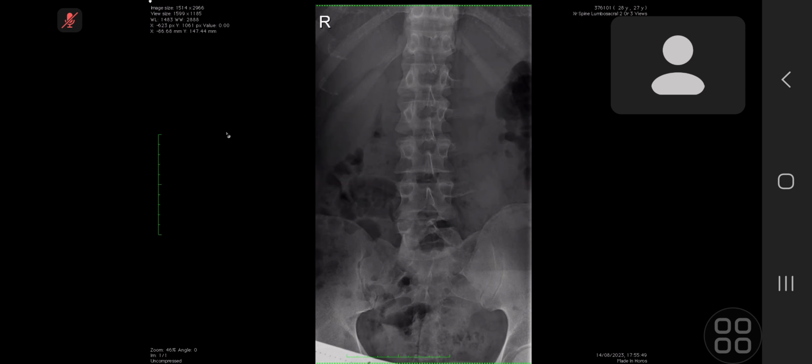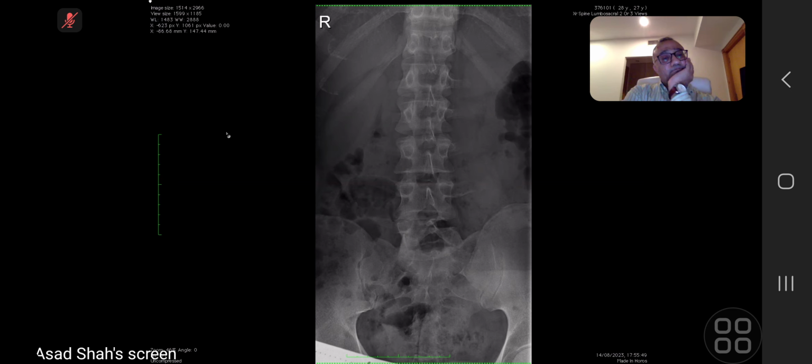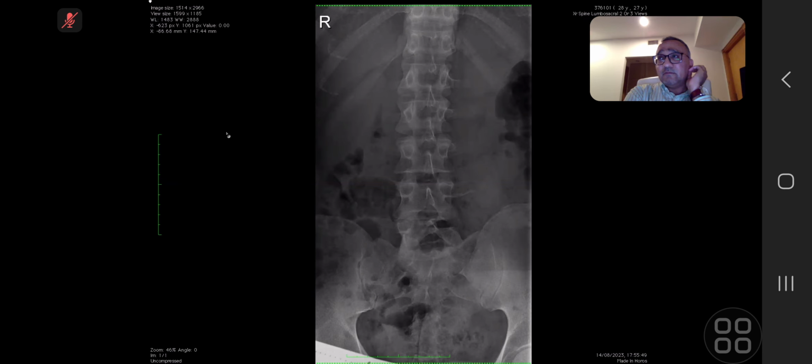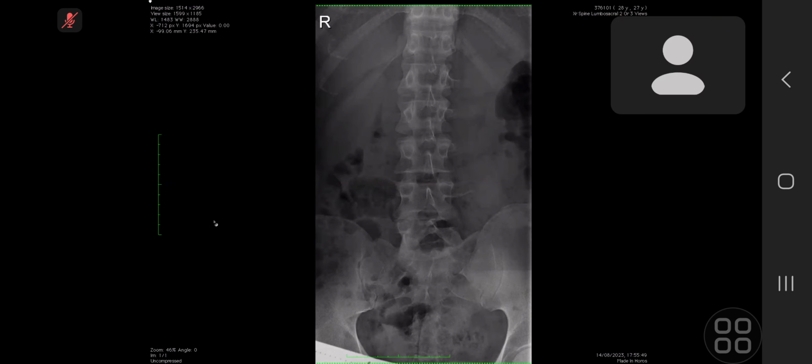I'm looking for any bamboo spine or any ankylosis. How do you read... look for missing pedicles? Sorry? You said you're looking for any missing pedicle. Yep, I'm just having another scout through, because you just zoomed in just now.